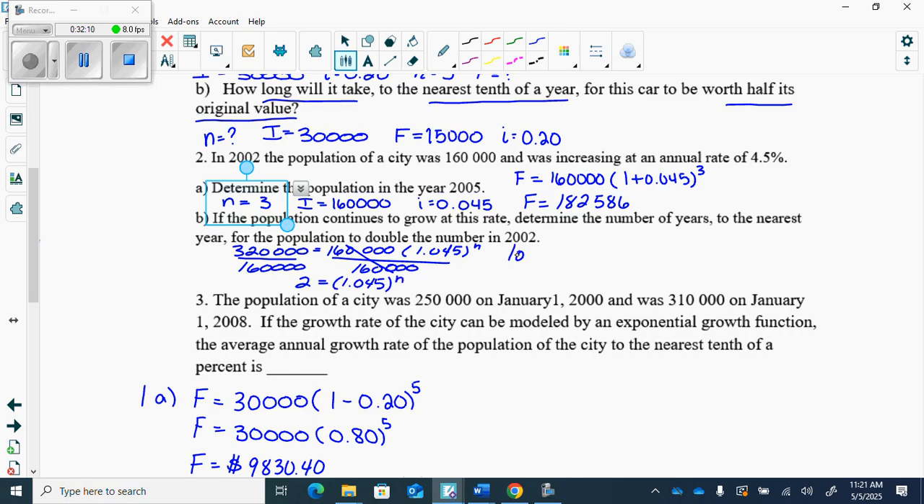Then I get log base 1.045 of 2 equals n. And what do we get n to equal? 60. What was the actual? Yeah, sorry. Yeah.